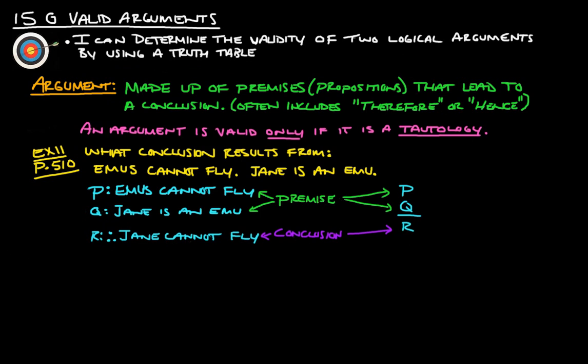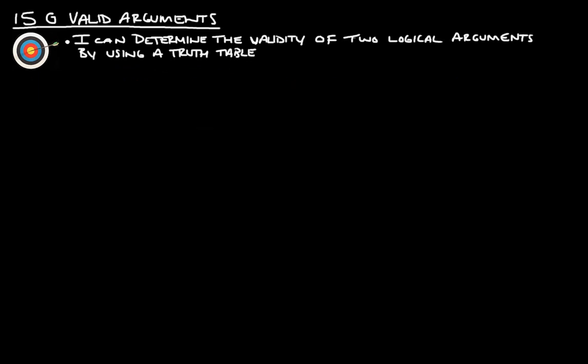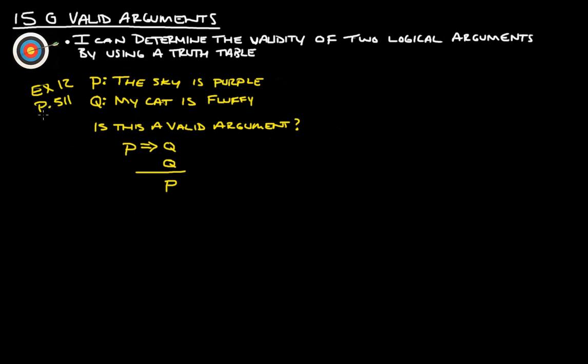All right. With that, let's take a look at one more example, and that is example 12 from page 511. We are now calling them premises. First premise is the sky is purple, and the second premise is my cat is fluffy. Is this a valid argument? P implies Q and Q, which should lead us to the conclusion of P.